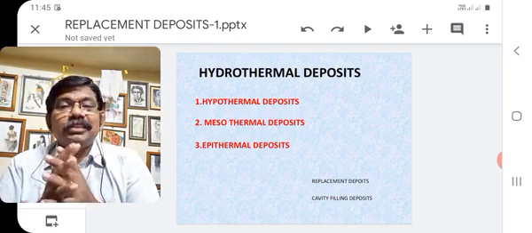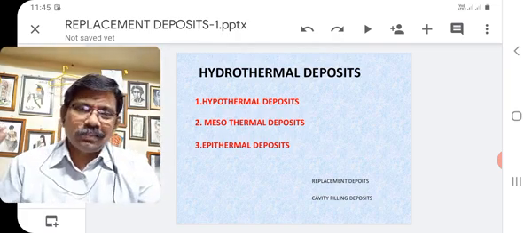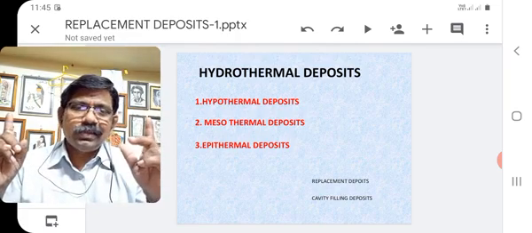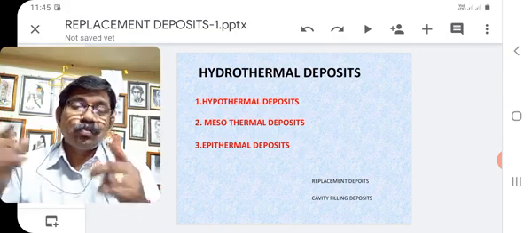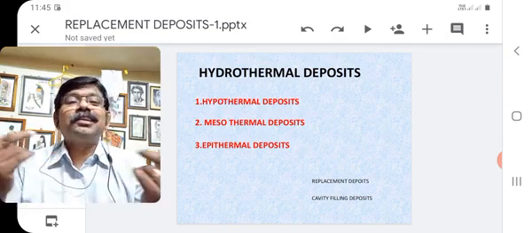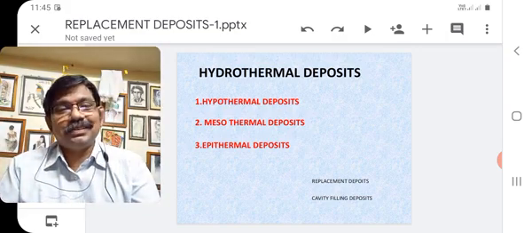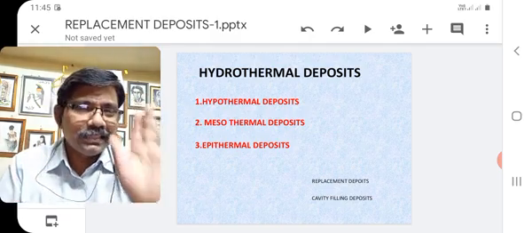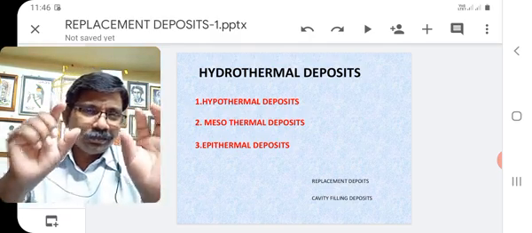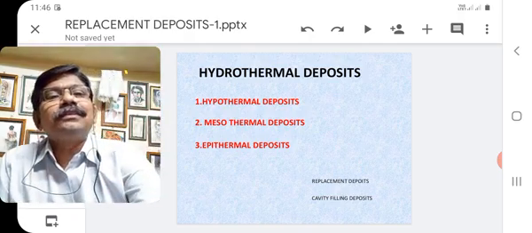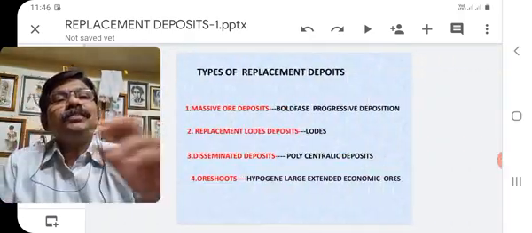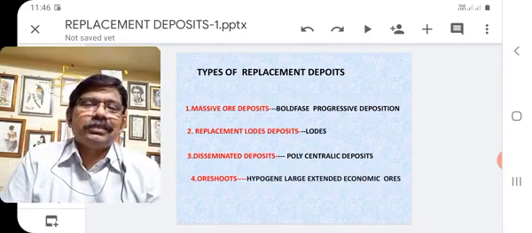They are the representation. What is the representation? For the high temperature, replacement deposits are the representation. For the low temperatures, cavity filling deposits are the representation, right? Okay, I just want you to keep this in your mind. Okay, right? Then types of replacement deposits.